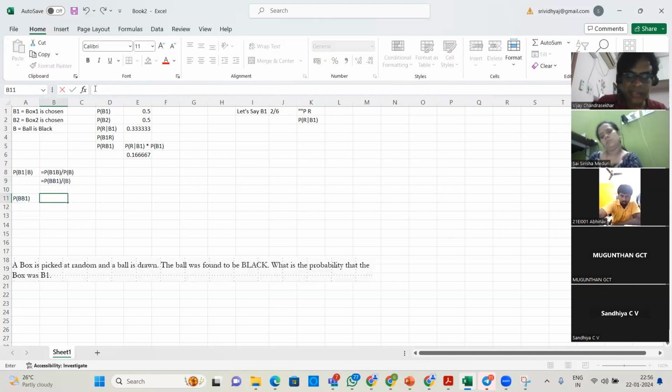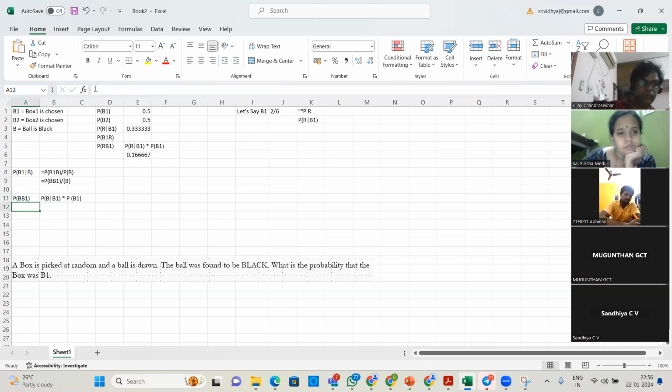Can I write this as P of B given B1 multiplied by P of B1? Yes. Why? It's simple. We know P of A intersection B is P of A given B multiplied by P of B. So P of B intersection B1 can be written as P of B given B1 multiplied by the probability of B1. Anyone who doesn't understand this, I hope you do.